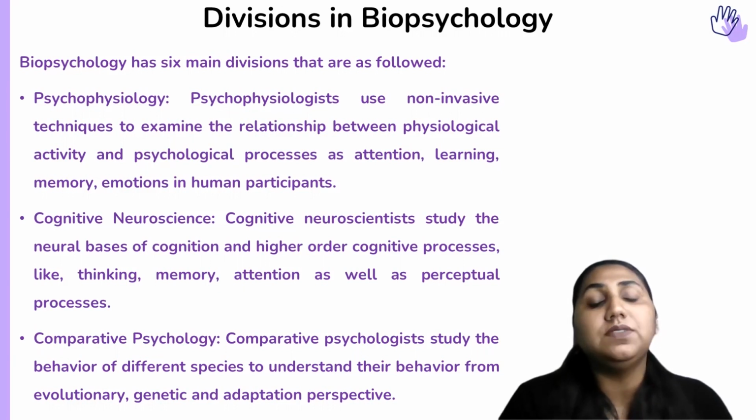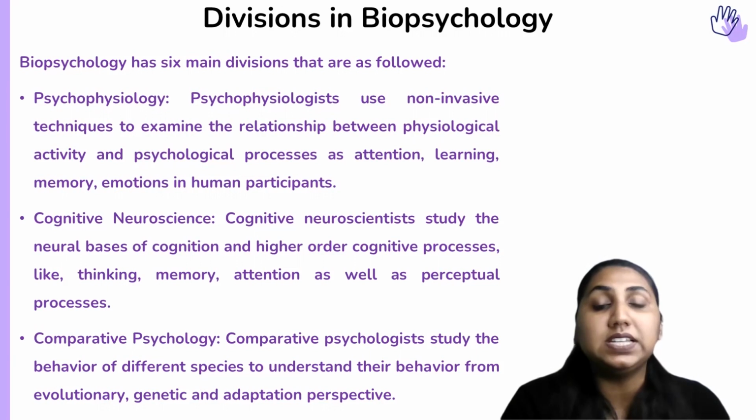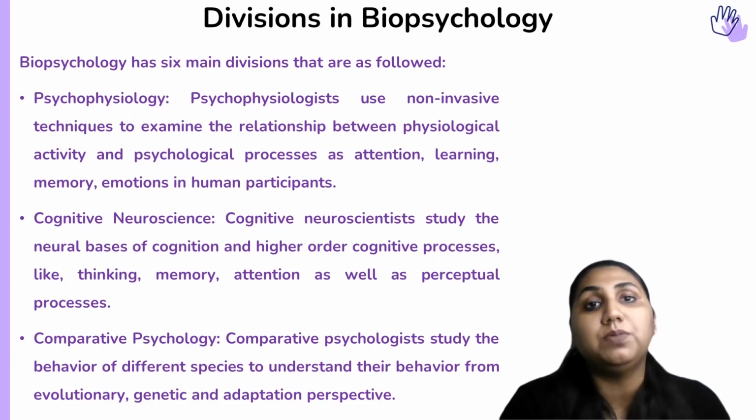All right. Next, we have comparative psychology. So, comparative psychology often focuses on studying the behavior of different species to understand their behavior from evolutionary, genetic, and adaptation perspective. So, over here, the behavior could be studied in a laboratory or it might be observed in a natural environment. And this is often known as ethological research when you are doing it in a natural environment.